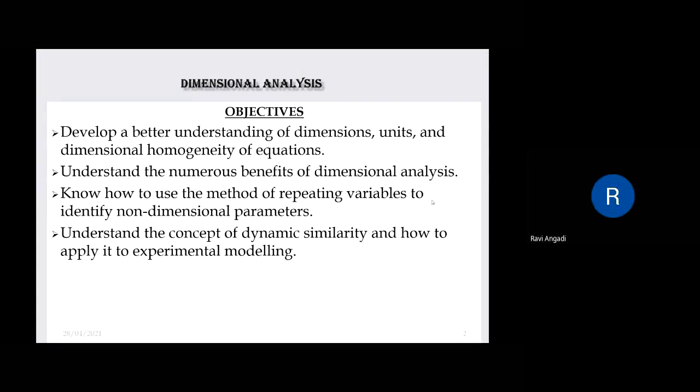So those all things we'll discuss later. So the objectives of the dimensional analysis here are to develop a better understanding of dimensions, units, and dimensional homogeneity of an equation. Let us first understand what we mean by dimension, then what we mean by units, and what we mean by dimensional homogeneity of an equation.